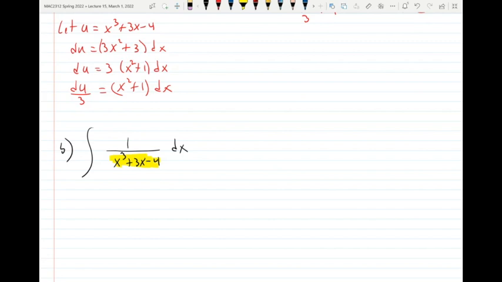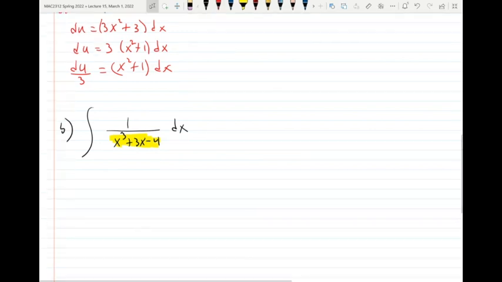Because what do you do when you plug in 1? You're basically adding the coefficients of your polynomial, right? You see, 1 plus 3 is 4, minus 4 is 0. So I know 1 is a zero of this polynomial. In general, what you should do is use the rational zeros theorem. Let me remind you of this, just in case. So, the rational zeros theorem.